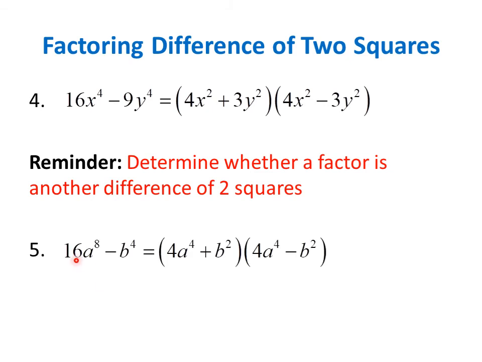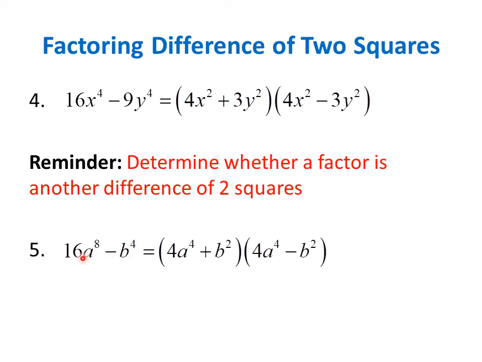Last example is, say we have to factor 16 times a to the 8 minus b to the 4th power. Okay, first question, do we have a common monomial factor? We have here 1, so we don't have any common number, and the variables are different. Okay, next question. Is this a difference of two squares? Let's see. You have here minus. We can get the square root of the first term and also the square root of the second term. So this is a difference of two squares.